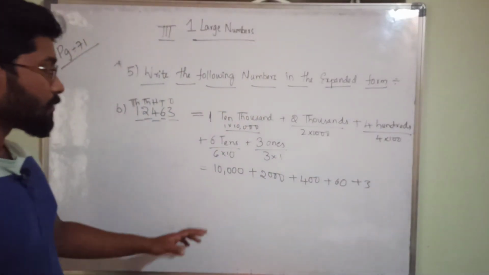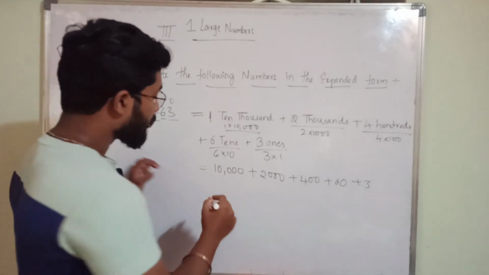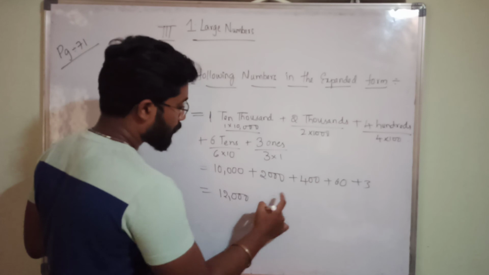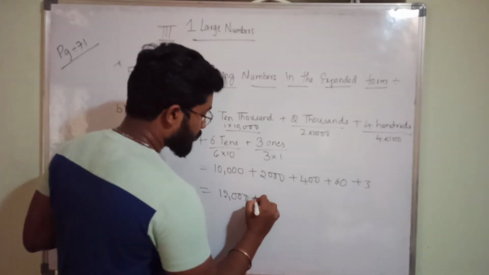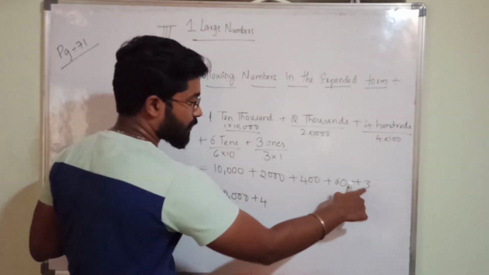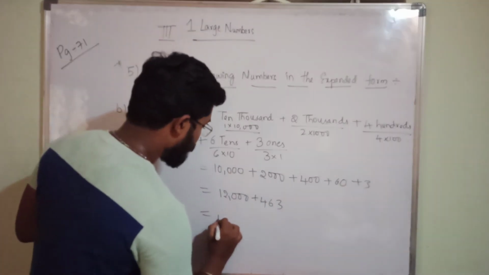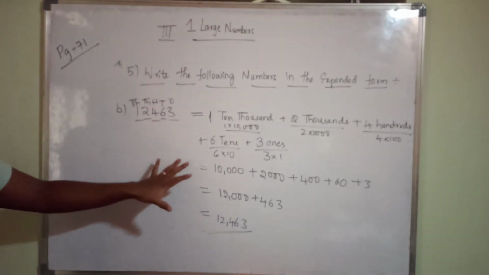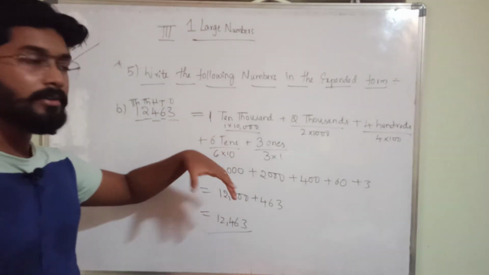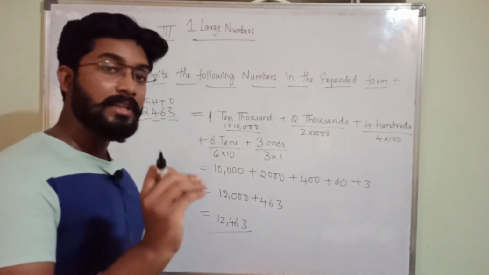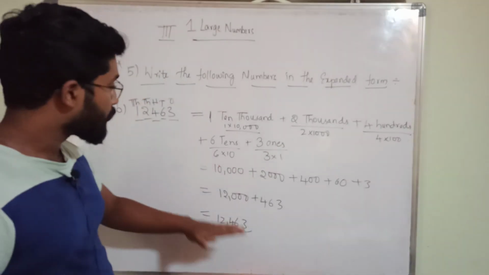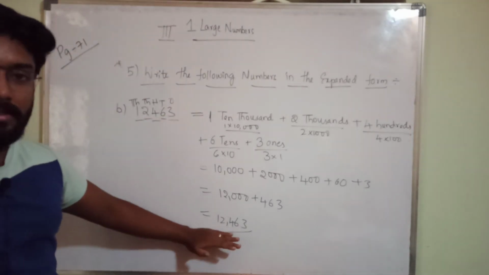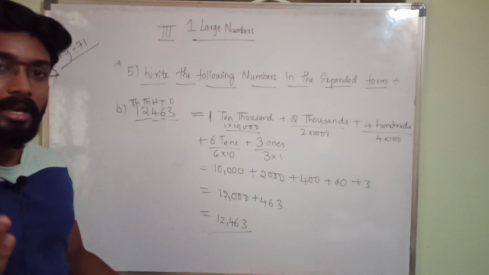Okay. So if you are adding all this, what will you get? This is 10,000 plus 2,000 plus 400 plus 60 plus 3. What will you get? 12,463 is the final answer. So once you have expanded, again you should check very carefully that after adding all these, you are getting this number only, what he gave in the question. You should not alter the numbers. Your number should remain the same. That's how you have to expand.